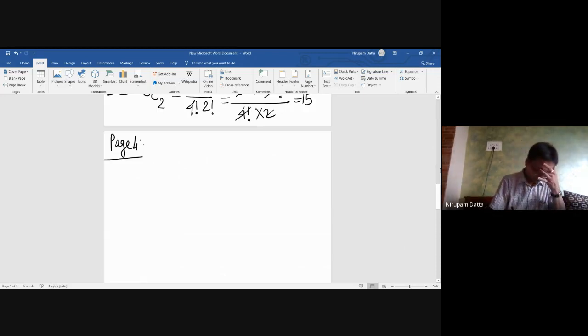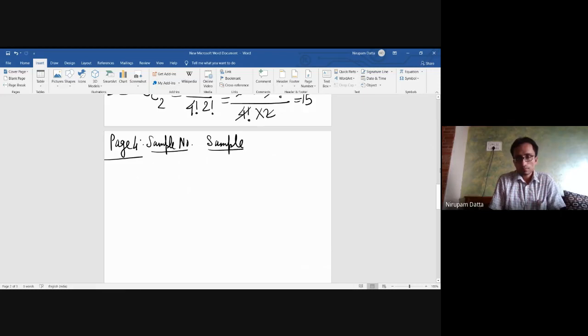Now, sample number, sample mean. These are the population values: 1, 2, 3, 4, 5, 6. Listing the samples of size 2: first 1, 2. Okay.